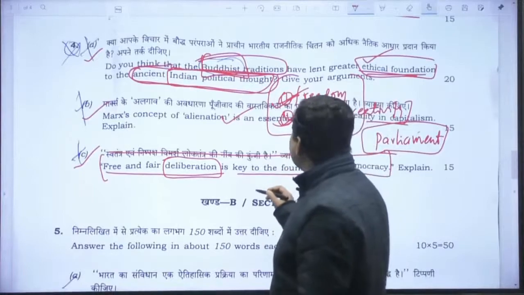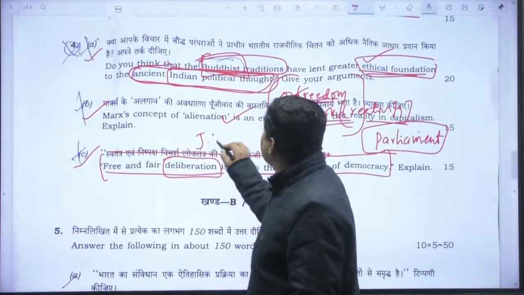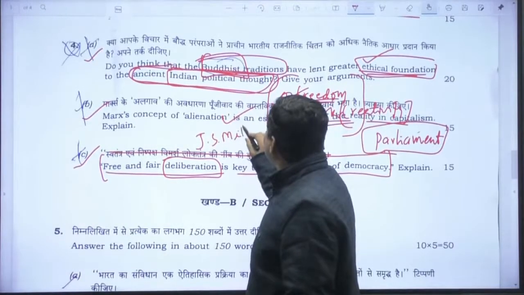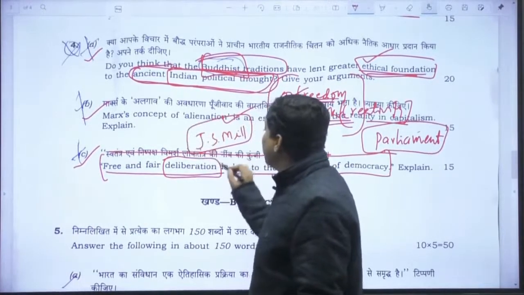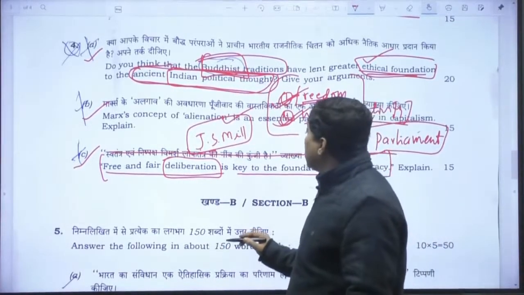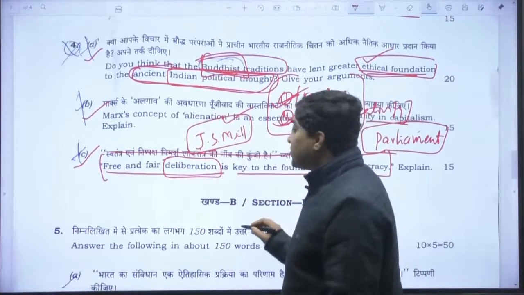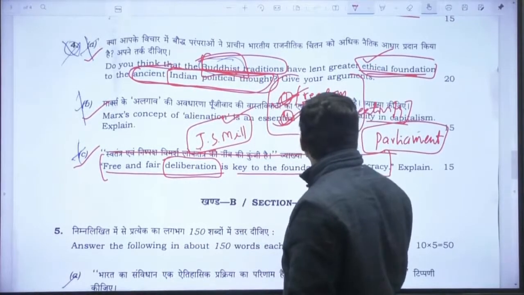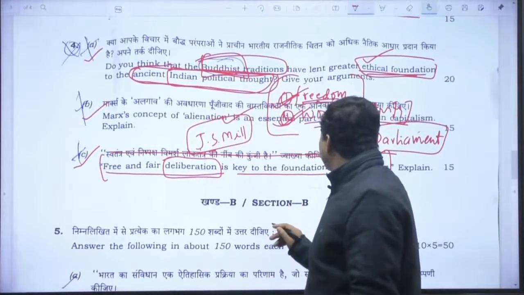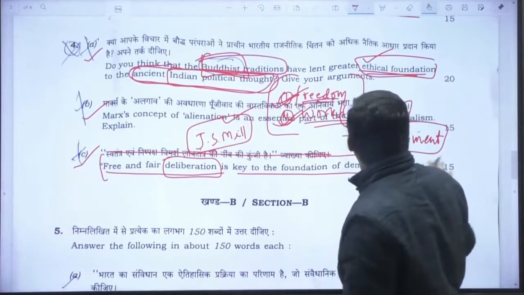So there are many thinkers who talk about this, for example, J.S. Mill. J.S. Mill talks about how free and fair deliberation is key to any democracy, right? So deliberation is very necessary for any democracy, right?